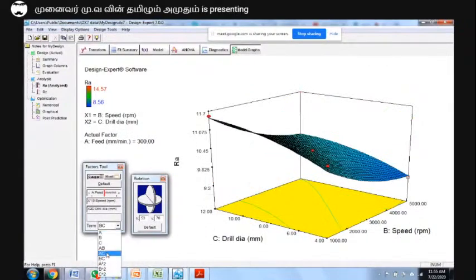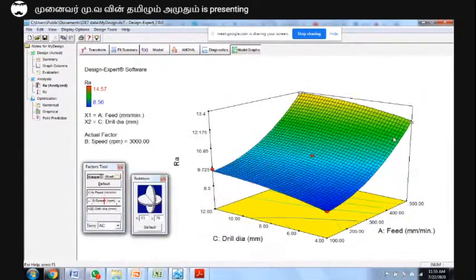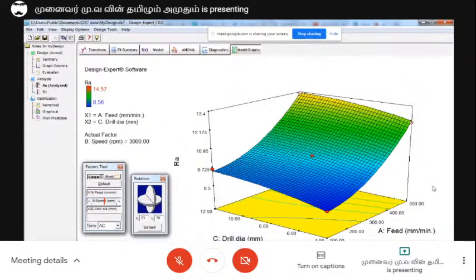Considering AC, what was the inference? The increasing feed rate increases RA. Point number one. Increase in drill diameter increases RA. The third point, the combination of lower drill diameter and lower feed rate will produce minimum RA. The combination of higher drill diameter and a higher feed rate will produce higher RA.